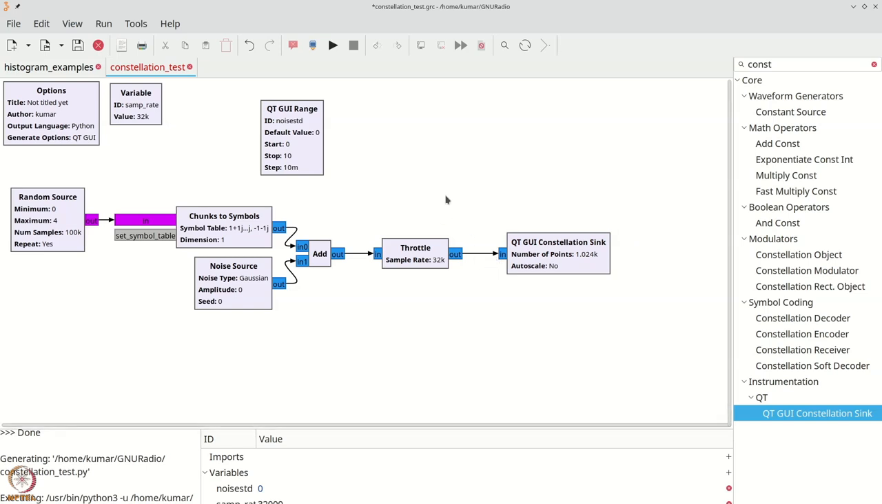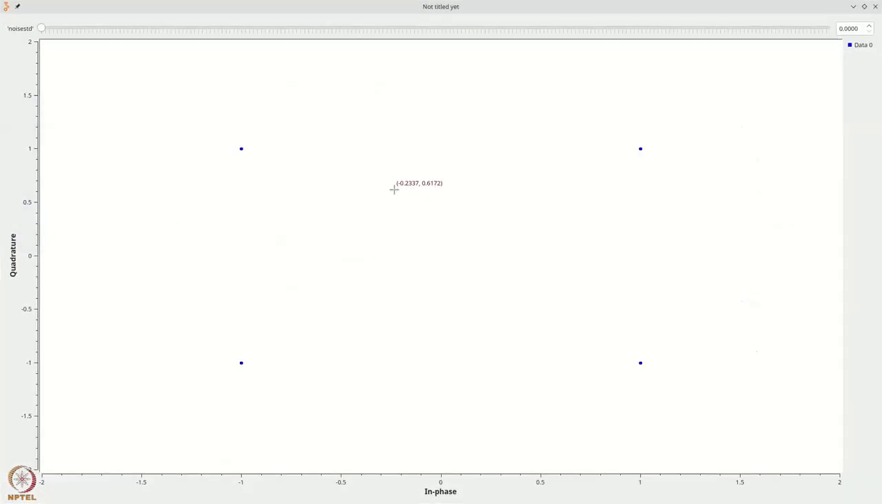We are now ready to visualize the constellation which this particular flow graph generates. What does a constellation mean? Well, let's just see it and we will get to know. So there are four dots. The four dots are at 1 plus 1j, 1 minus 1j, minus 1 minus 1j, and minus 1 plus 1j.